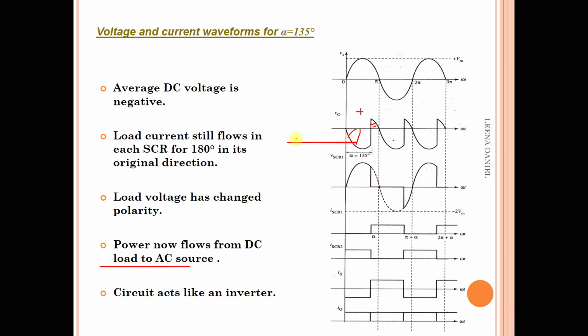a rectifier circuit, what is the input? Our input is AC and the output is DC, but we are getting the negative flow, negative power flow. So we can say that for alpha above 90 degree, a similar circuit can work as an inverter.